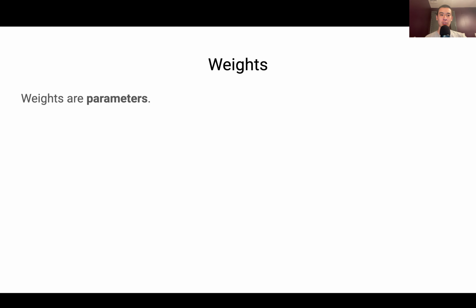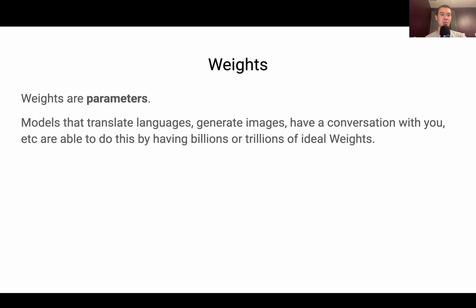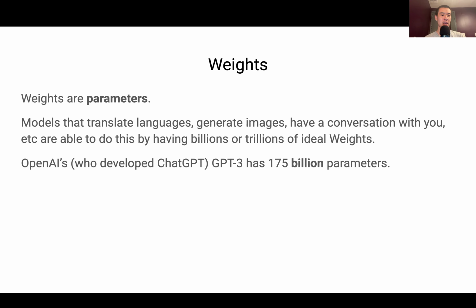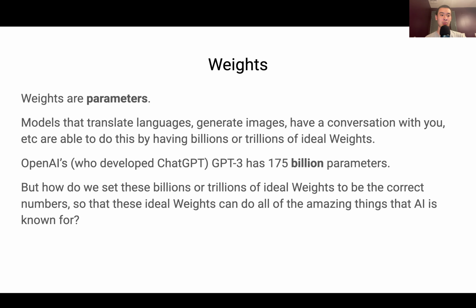Weights are also called parameters, but for the rest of this video and the rest of this course, I'm just going to call them weights because I think it's more intuitive. And again, models that translate languages, generate images, or have a conversation with you are able to do this by having billions or trillions of ideal weights or numbers. Whereas our taxi model had just two weights, if we can have billions or trillions of these weights, we can do some really amazing things. And OpenAI's GPT-3, who developed ChatGPT, has 175 billion parameters.